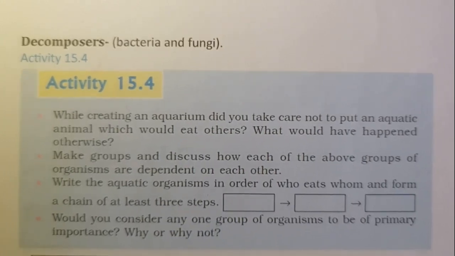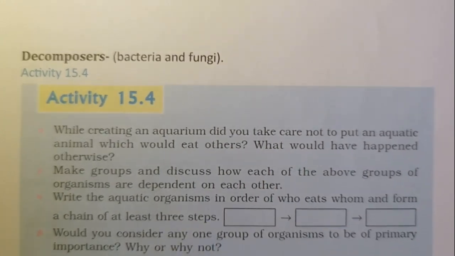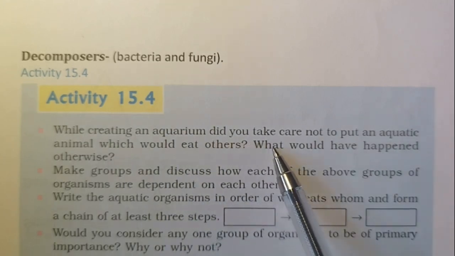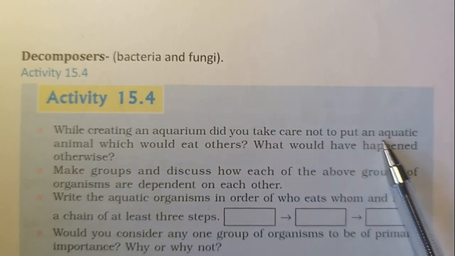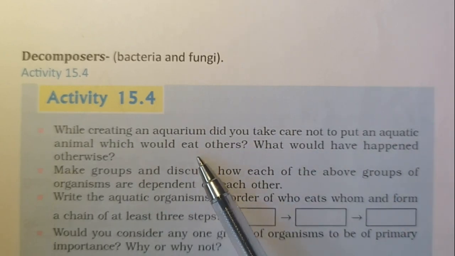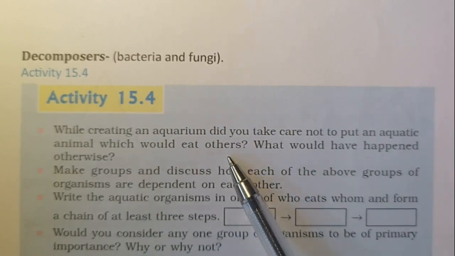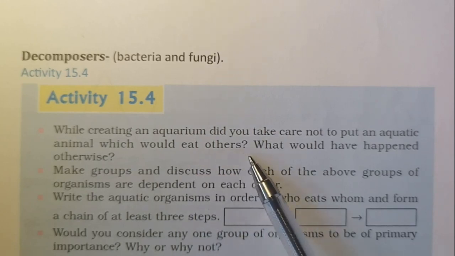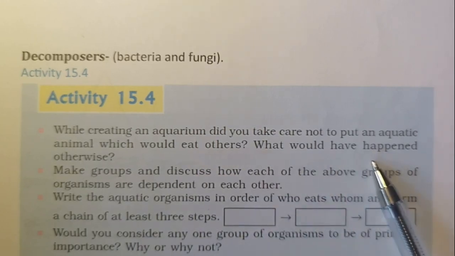So in part 2, we'll start with this activity that's given in your book. It asks you to consider the aquarium design again. While creating an aquarium, did you take care not to put an aquatic animal which would eat other animals? What would have happened otherwise?